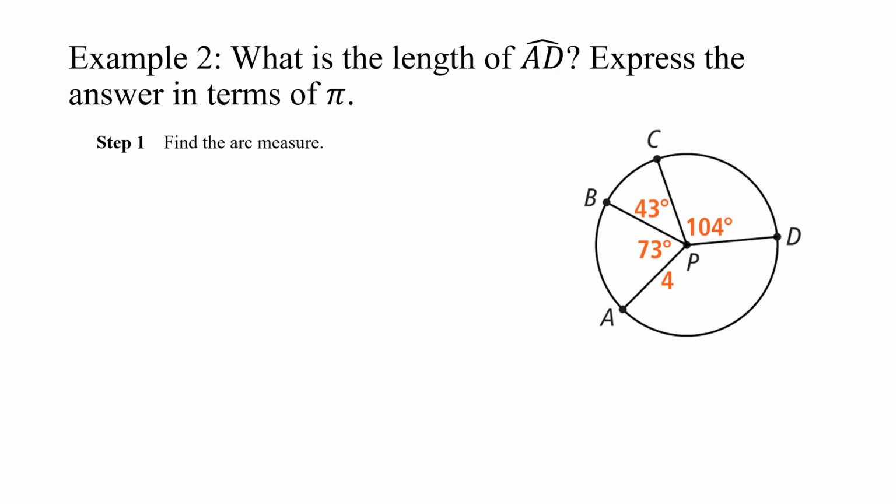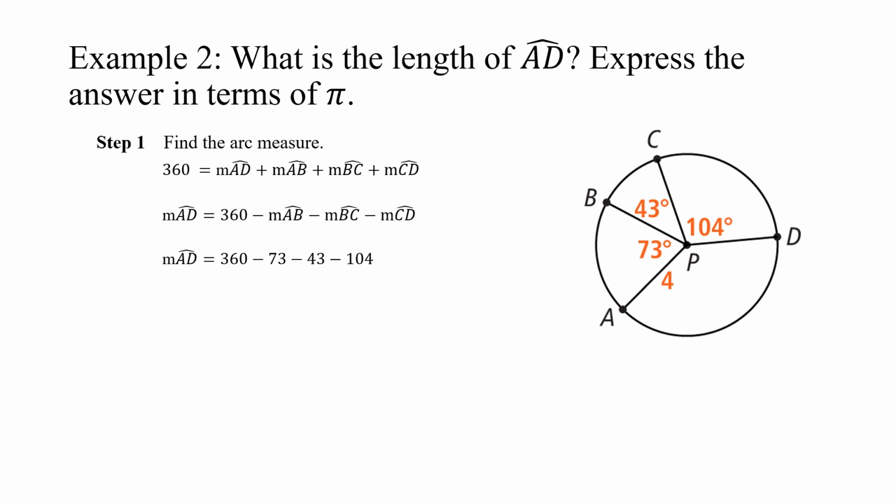So I have to do two things. First, I have to find that arc measure. I know that if I add up all of the arcs, they have to equal 360 degrees. So the measure of arc AD plus the measure of arc AB plus the measure of arc BC plus the measure of arc CD, all of them added up have to be equal to 360 degrees. Manipulating things around and trying to get the measure of arc AD by itself, which is really what we care about, we have 360 minus all the other arcs. Substituting actual numeric values for those arcs, I get 360 minus 73 minus 43 minus 104. So the measure of arc AD has to be 140 degrees.